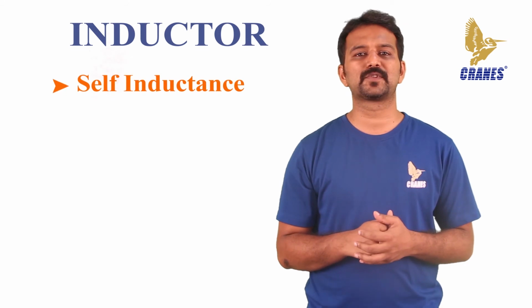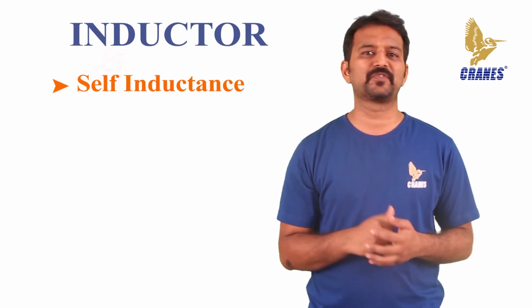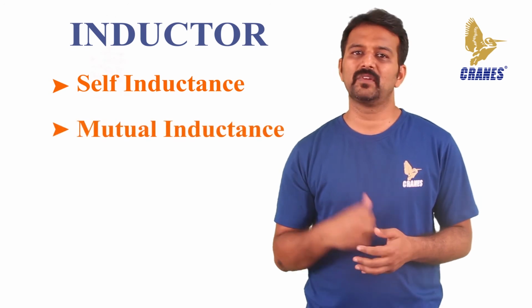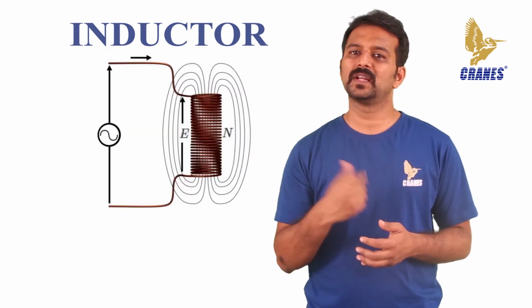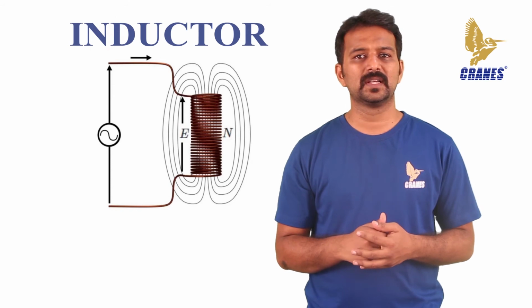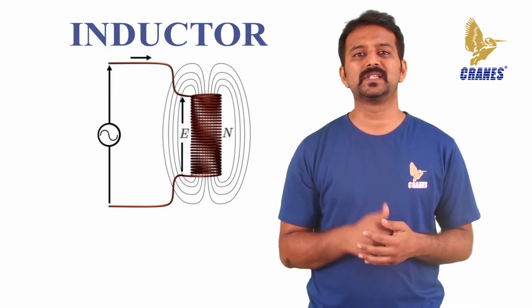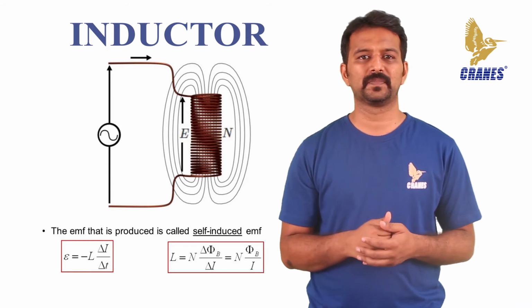Let's look at types of induction. There are two types of induction: self-inductance and mutual inductance. When it comes to self-inductance, in other words the inductance of the coil, it is defined as the property of the coil due to which it opposes the change of the current flowing through it.